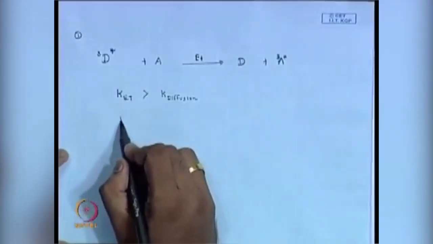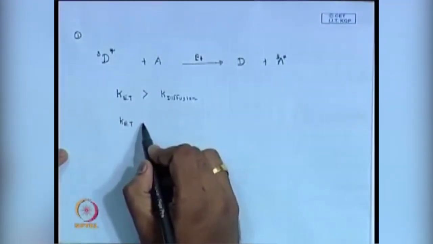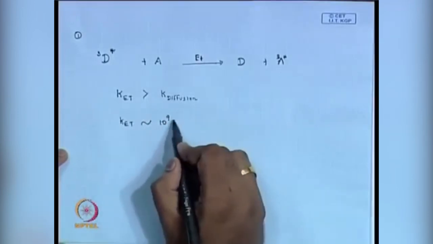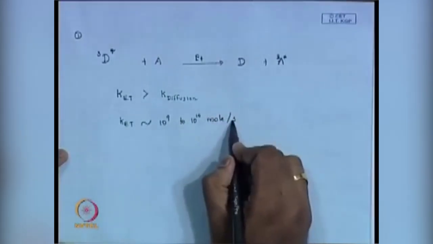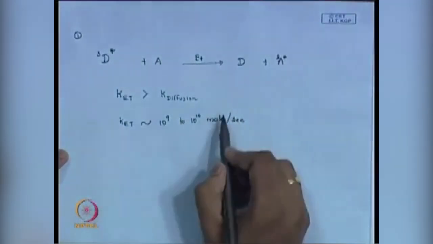Any idea what the rate constant of diffusion is? Normally, in any reaction, how fast is diffusion? Most reactions are controlled by diffusion, because molecules try to diffuse away from each other. The energy transfer rate constant is 10 to the power of 9 to 10 to the power of 10 mole inverse per second, most of the time.